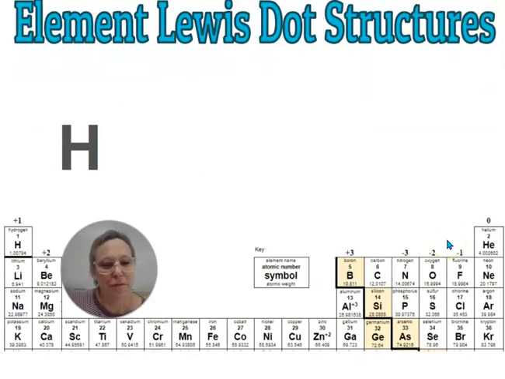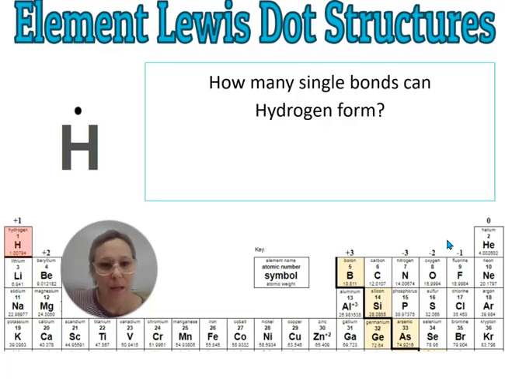Okay, let's go through a few examples. Hydrogen is in column 1, so it has 1 valence electron, and you can put that dot on any of the 4 sides. How many single bonds can hydrogen form? It's got 1 single dot. It's going to try and pair it up. It can form 1.